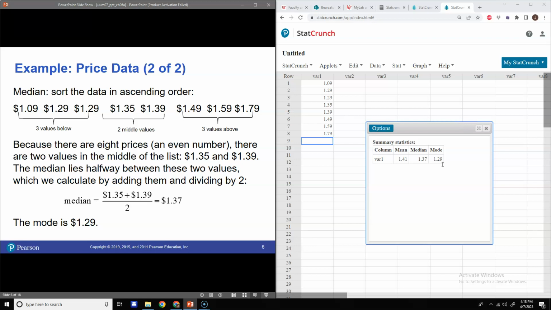And the mode is just the most commonly occurring. If you browse through the data, you see all the numbers are unique except for 1.29, which appears twice. So that's why 1.29 is the mode. But anyway, if you have a big data set, you're never usually going to want to do these by hand. You're going to want to use some sort of spreadsheet functionality, and StatCrunch is a really good one, especially because for a lot of the problems on the homework, you can open the data directly into StatCrunch.